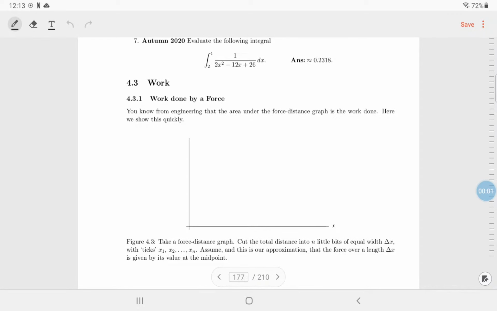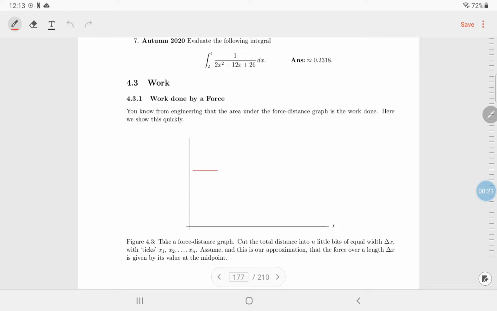Okay, so a little section here. Something I can ask you to do is calculate the work done by a force. I understand you know from other modules that the area under a force-distance graph is the work done, and we'll just show this very quickly. I think it might have been in your maths module last semester as well.